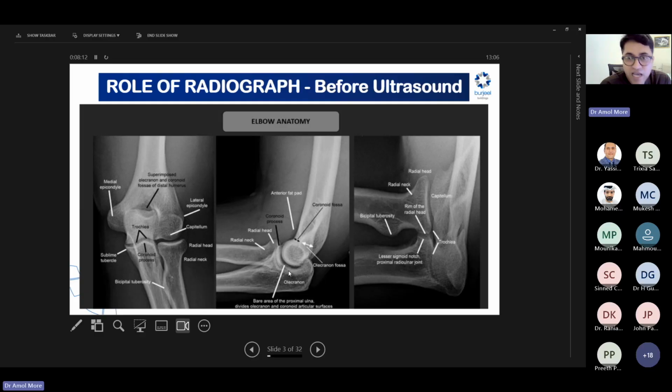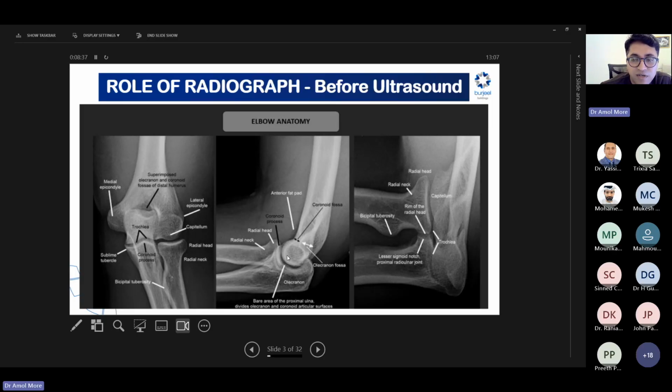When we start MSK ultrasound, there is one dictum that we should always see the radiograph. And when it comes to ultrasound of the elbow joint, why we should see the elbow X-ray or radiograph is just to assess that elbow before starting your ultrasound. How will it help us assess before starting the ultrasound?